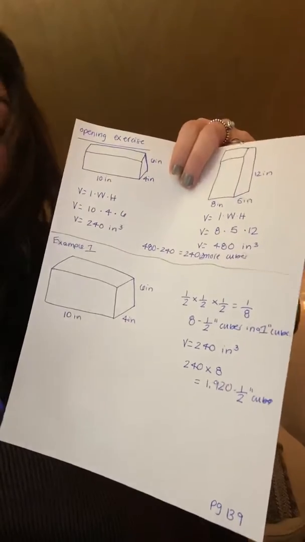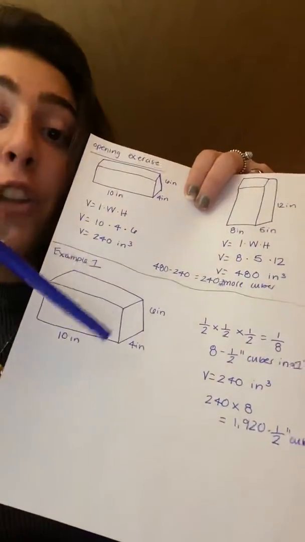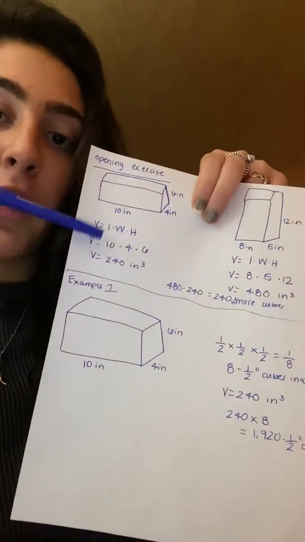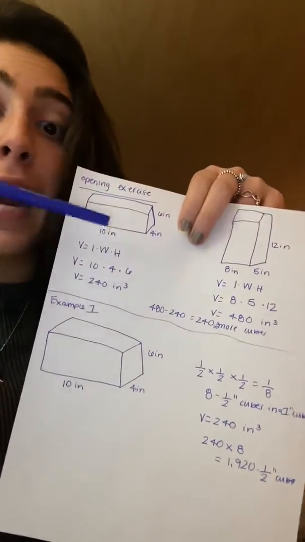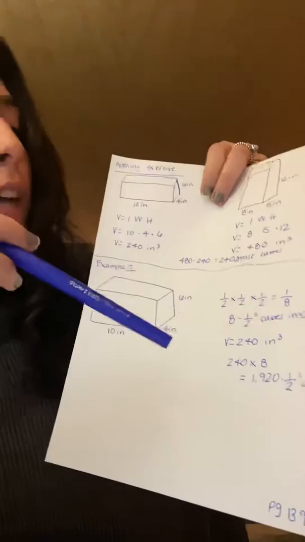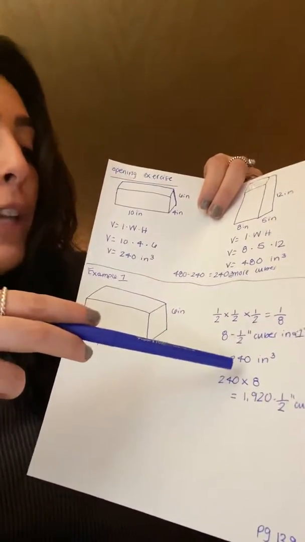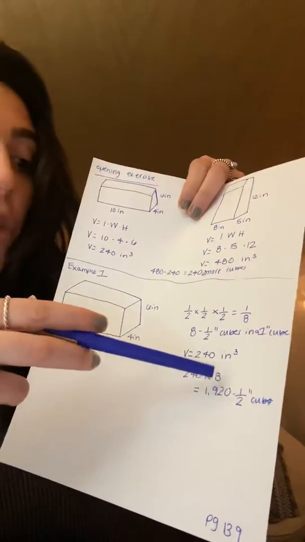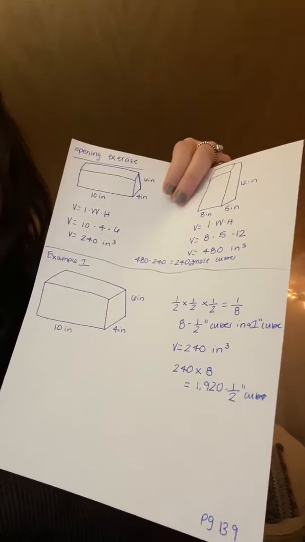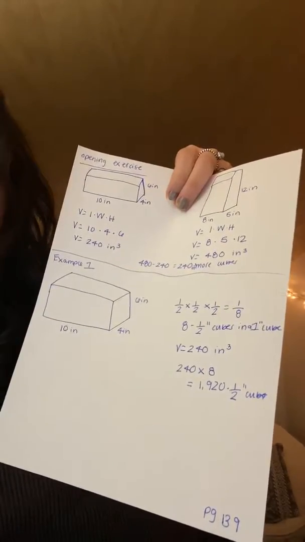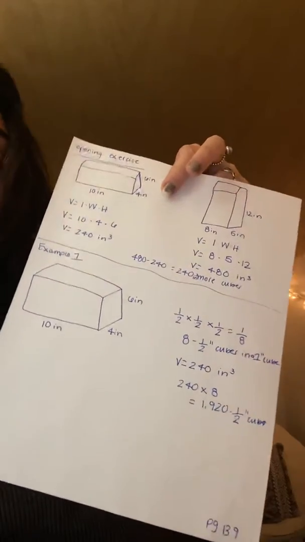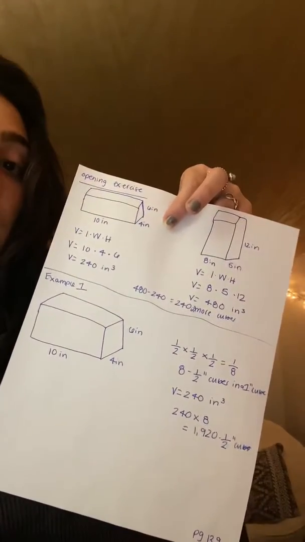Now, I knew from my work up here that the volume of this prism was 240. So that's where I got this from. We did the work right here to find the volume of this prism. So I took the work that I did up here and brought it right back down there. I know that the volume for this prism is 240 inches cubed. So I took my 240 and multiplied it by 8. When I multiplied those two numbers together, I got 1,920 half-inch cubes. So that was your answer for example 1 and the opening exercise, and that was on page 139.